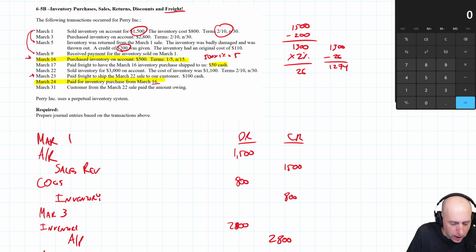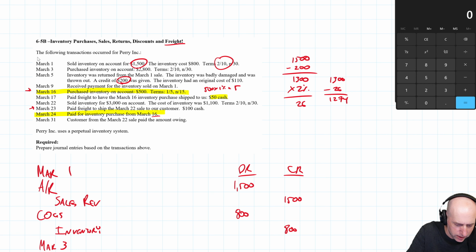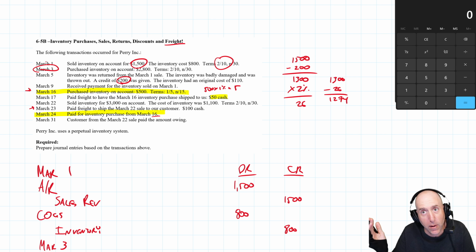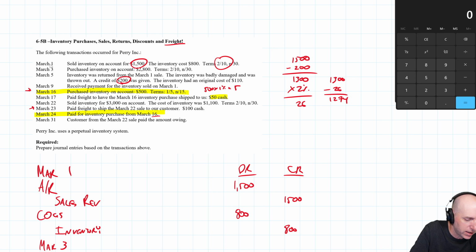March 31st, customer from the March 22nd sale paid the amount owing. By the way, there is one piece of inventory that we haven't paid for. This March 3rd inventory, we just never paid it. That's fine. That happens, right? We got 30 days to pay. No big deal. We just didn't choose to take our discount. Normally you'd want to, but in this case, for some reason or other, we didn't.